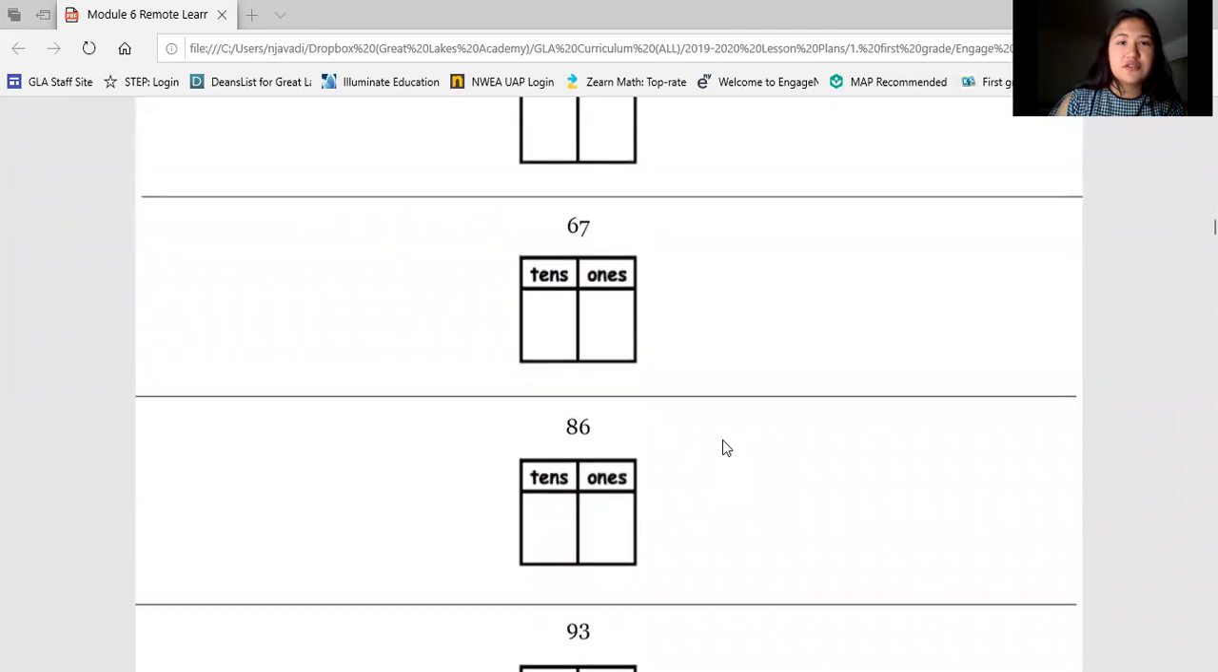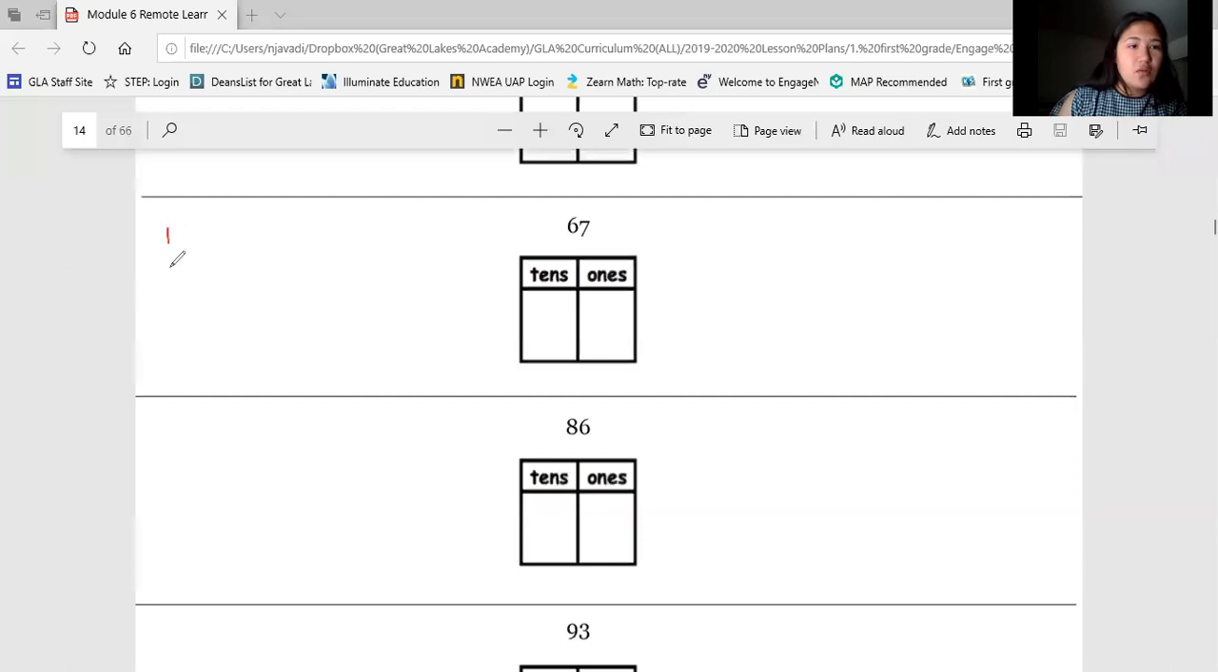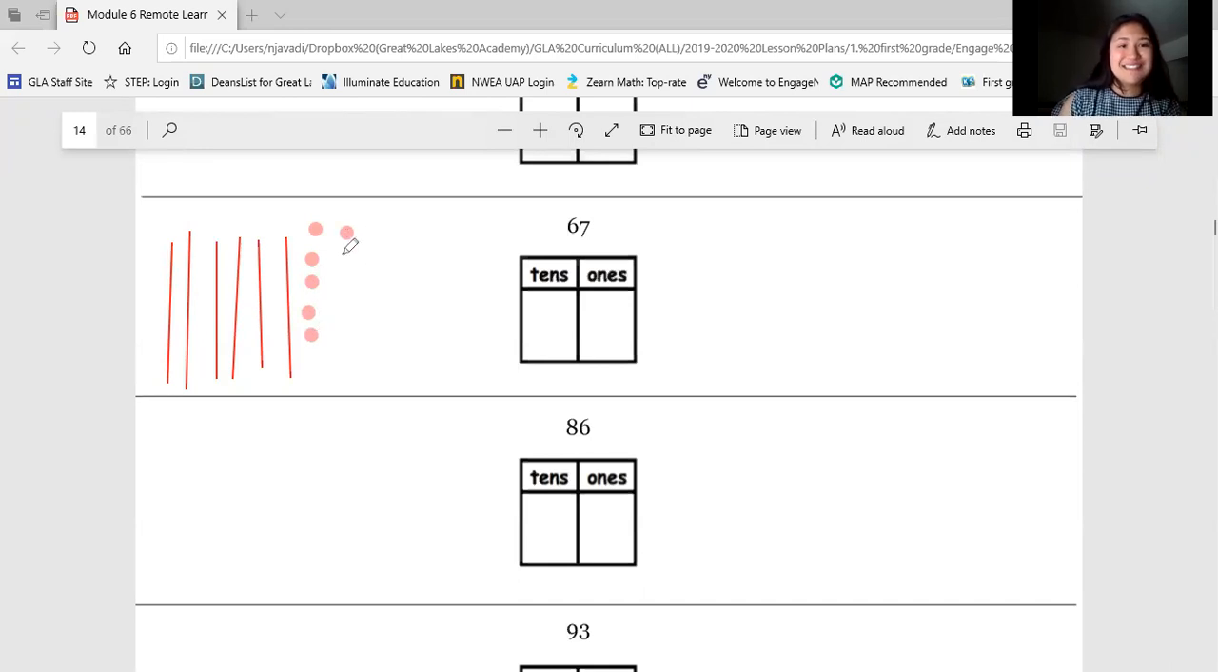So on our page, we are going to draw. We start over, sorry, scholars. 1, 2, 3, 4, 5, 6 tens, and you know it, 7 ones. Let's draw them. 1, 2, 3, 4, 5, 6, 7. Fill in your place value chart. We have 6 tens and 7 ones.